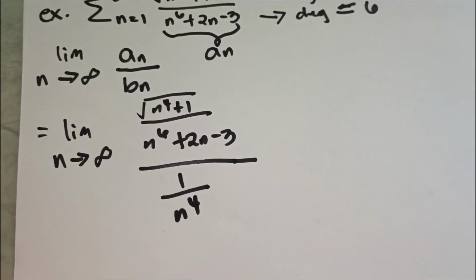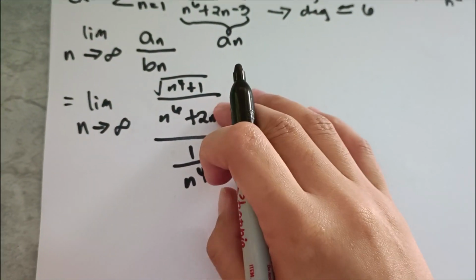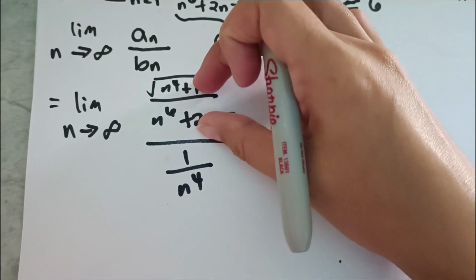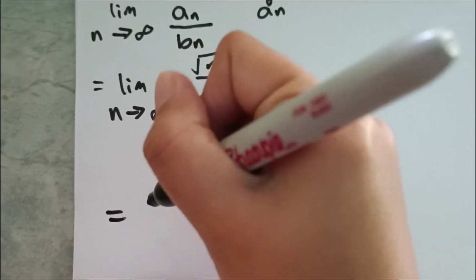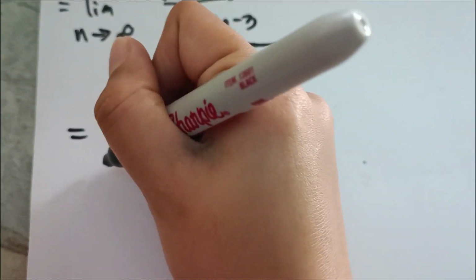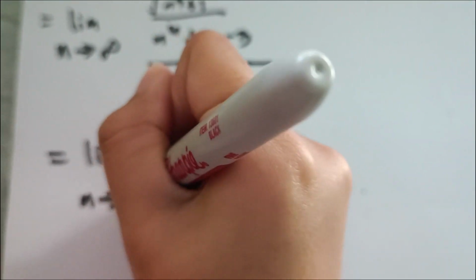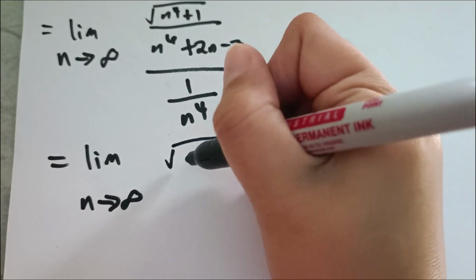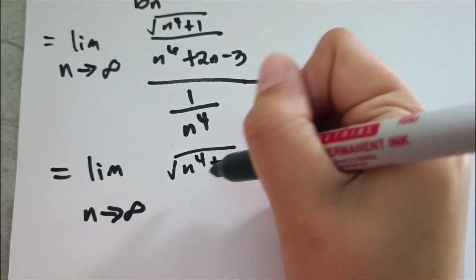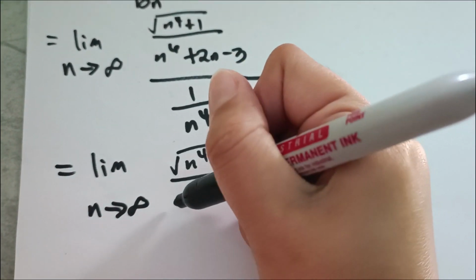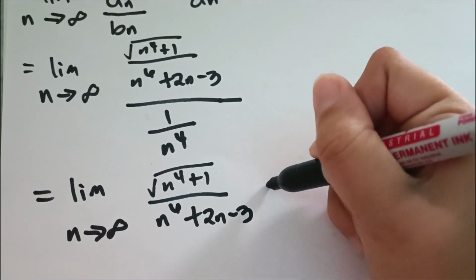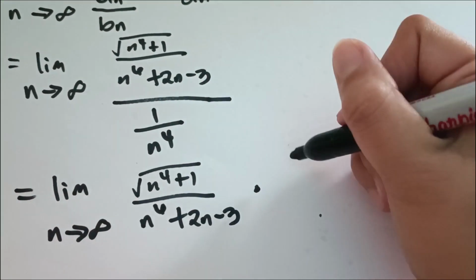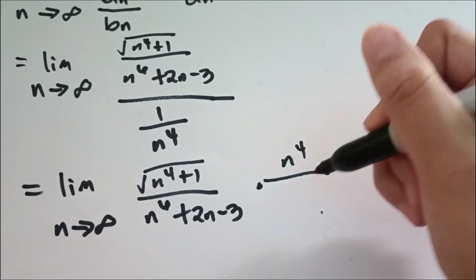To get the limit of this one, we need to multiply a sub n and b sub n with the reciprocal of this one. So this is equivalent to the limit as n approaches infinity of square root of n raised to 4 plus 1 divided by n raised to 6 plus 2n minus 3, just copying this a sub n, multiplied by the reciprocal of this one, which is n raised to 4 over 1.